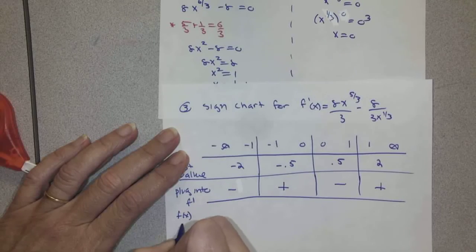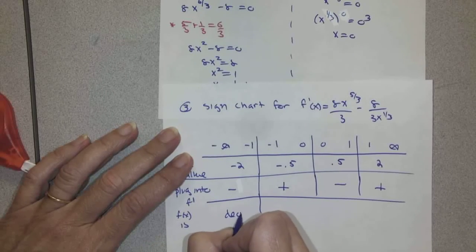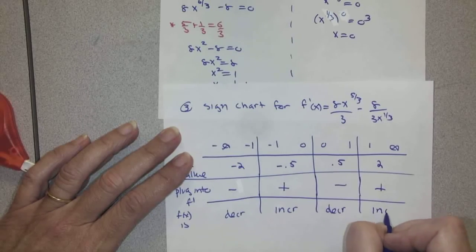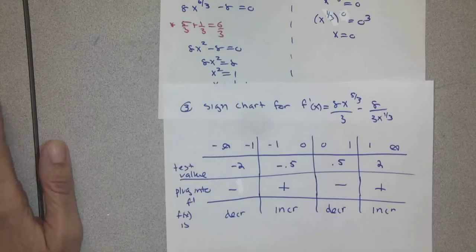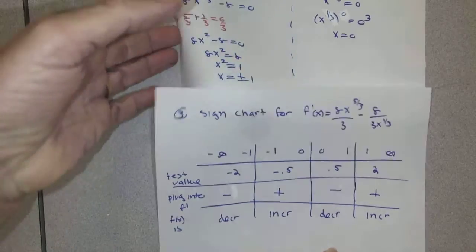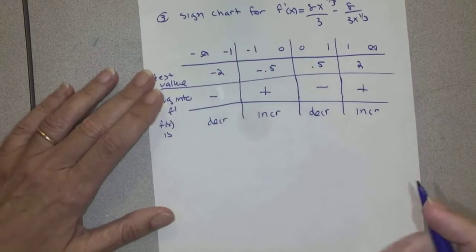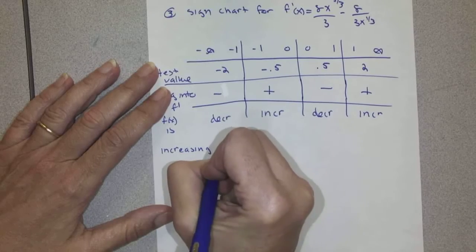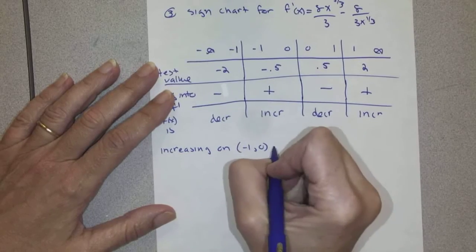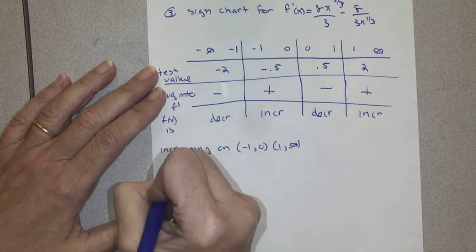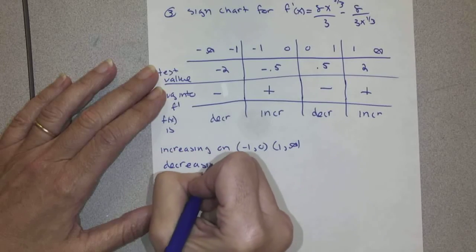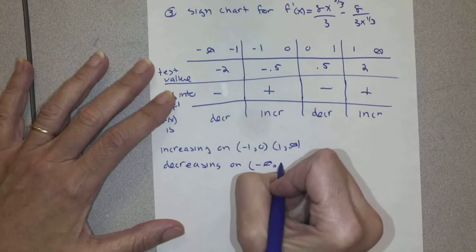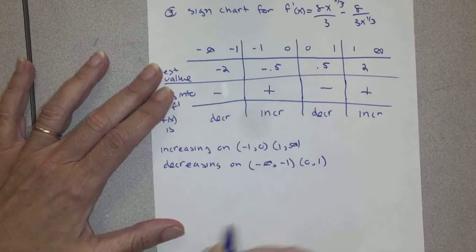And so that tells me that f of x is decreasing, increasing, decreasing, and increasing. A negative derivative means we're decreasing. A positive derivative means we're increasing. Then just summarizing here, increasing on negative 1 to 0, 1 to infinity, decreasing on negative infinity to negative 1, and 0 to 1.